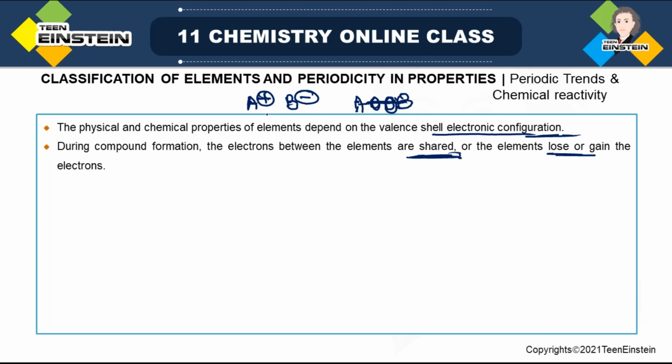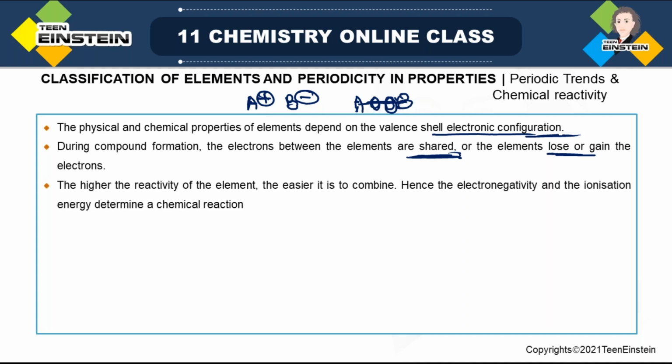So a new bond can be formed in different ways. It may be that electrons are shared, or it may be complete loss of electron from one element and complete gain of electron by the other element. Compounds may be formed in different ways. Now the higher the reactivity of the element, obviously the easier it is to combine. That is, easily it will take part in a reaction. That is, you can say the element is a reactive element. Hence the electronegativity and ionization energy, these two properties determine a chemical reaction.